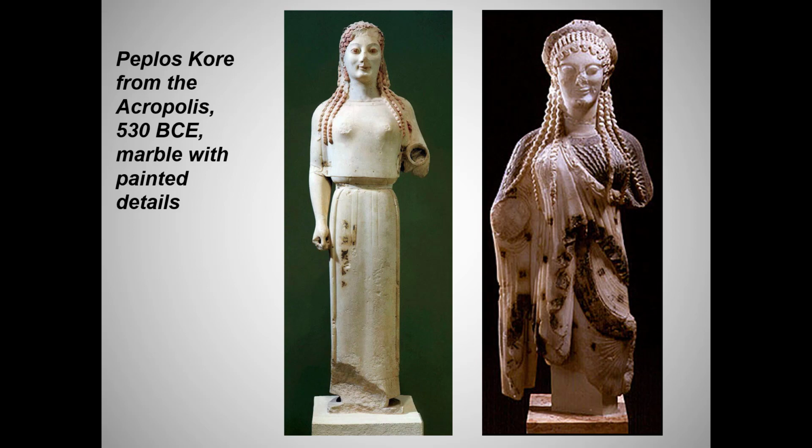So, what gave the peplos Kore its name? Peplos was the name for a woolen belted garment, such as the one she's wearing. But as you heard on the Khan Academy video, there's actually some dispute over whether the outfit she's wearing is actually a peplos. There's also some dispute over the function of this statue.